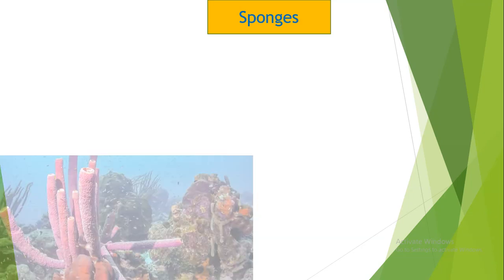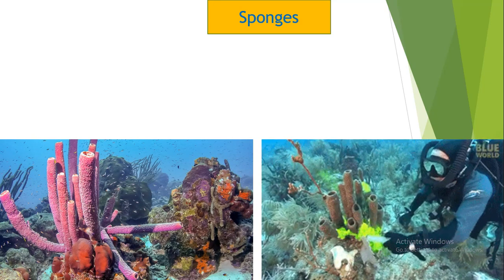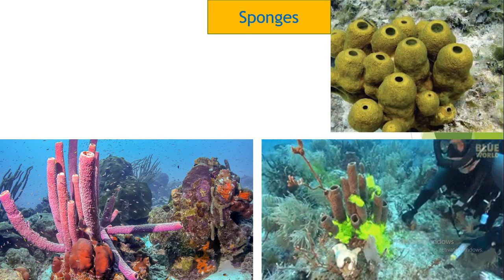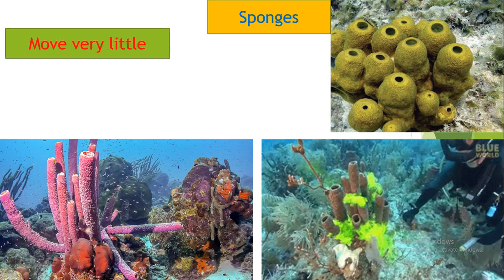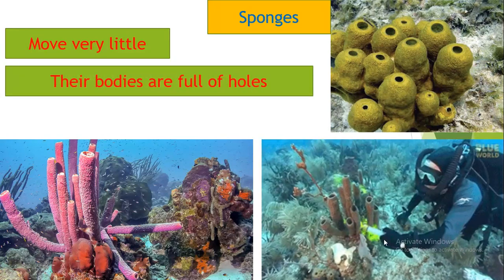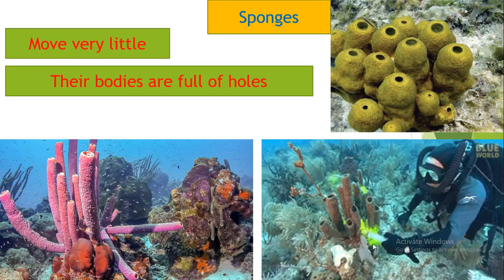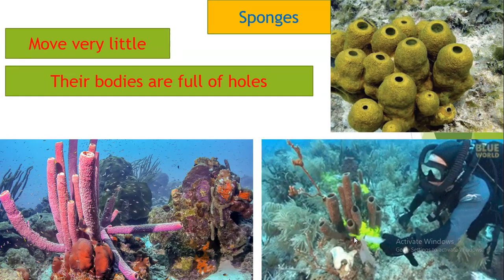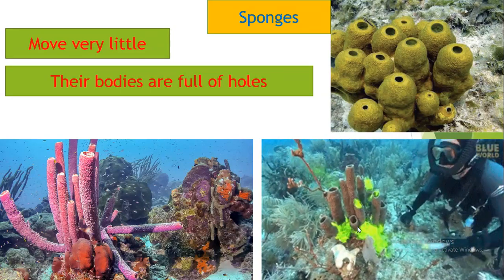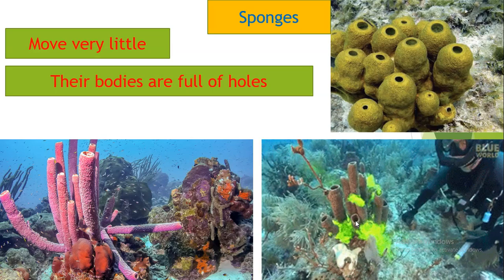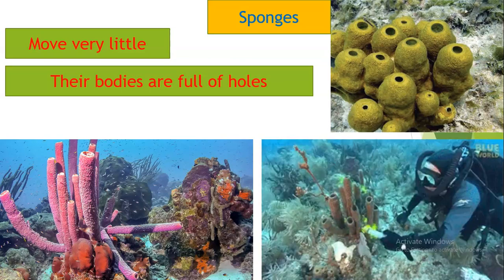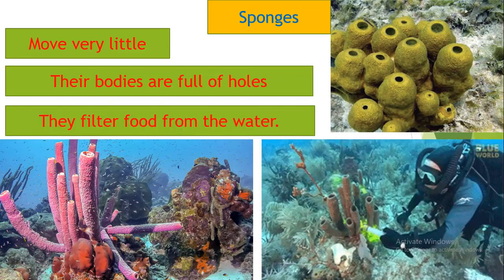Let's talk about sponges. These are pictures of sponges. Now, sponges are animals that move very little. Their bodies are full of holes, as you can notice here. This colorful substance goes in their bodies through the holes. How do they eat? They filter tiny bits of food from the water.